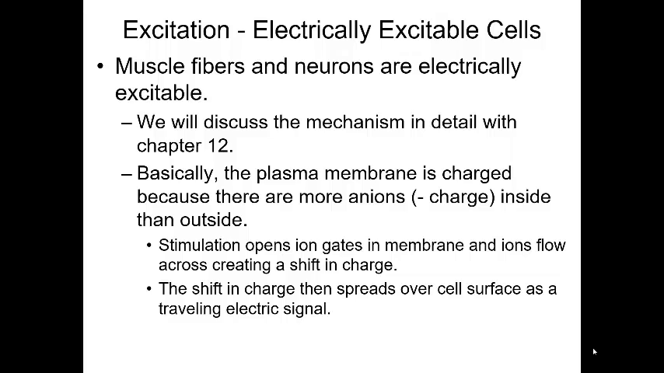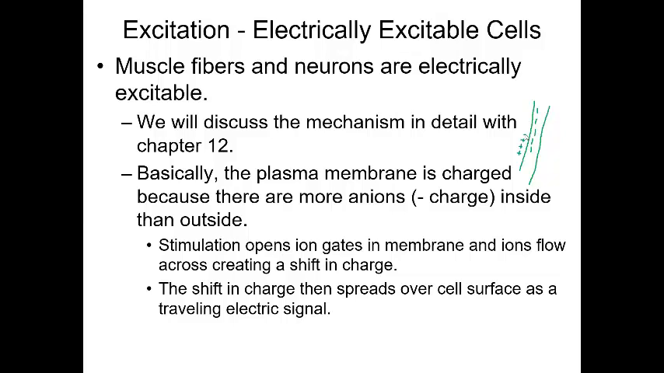But the plasma membrane is charged because there's more negative charge on the inside of the neuron, and there is more positive charge on the outside. So there is a temporary change. So the neuron has a tail, and that tail is called the axon. So here's what the neuron looks like. The inside of the neuron has a negative charge, and the outside of the neuron has a positive charge.